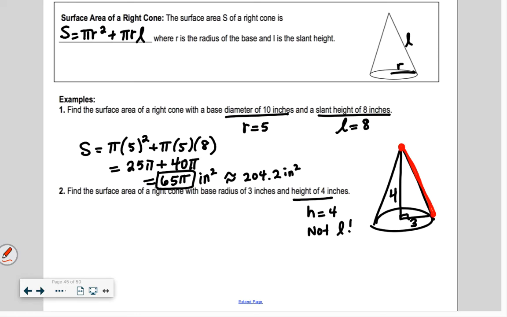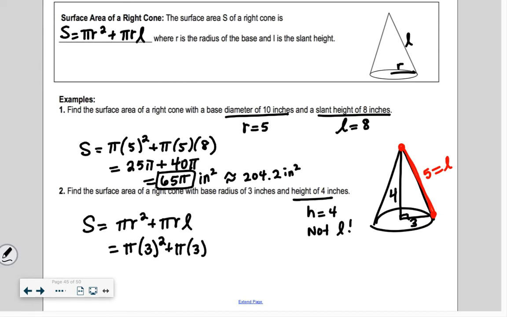5. Oh, you're so good. You're allowed to graduate from geometry if you recognize 3-4-5 right triangles. So we have 5 there. So that's our L. So the surface area is pi r squared plus pi r L. So it's pi times 3 squared plus pi times 3 times 5.